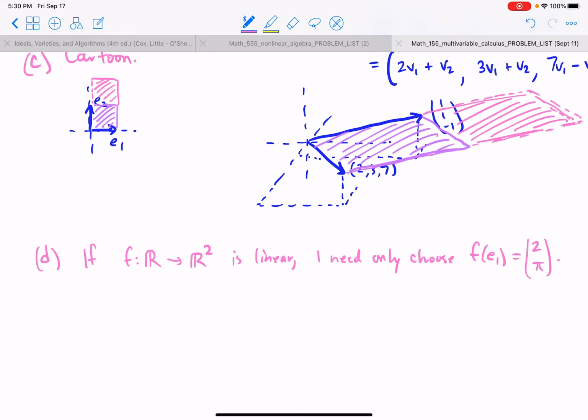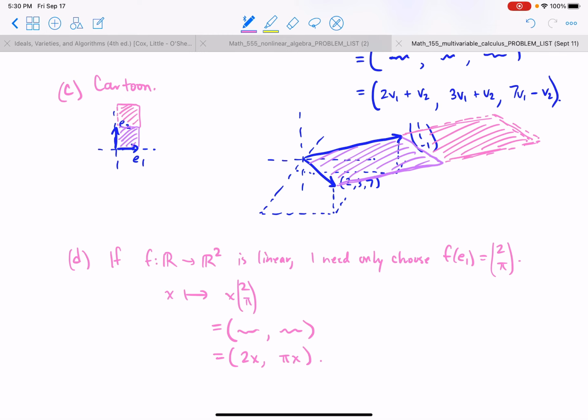Okay, so now what do I do? I could call this v1, it's a number. I could call it x, or I could just call it v. Let's call it x, why not? x maps to x times the vector 2, pi, which if I want I can write this in the usual way as 2x and pi x. Okay.